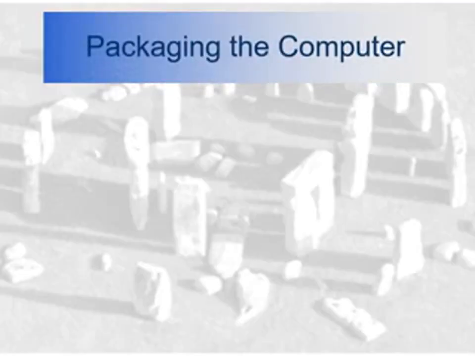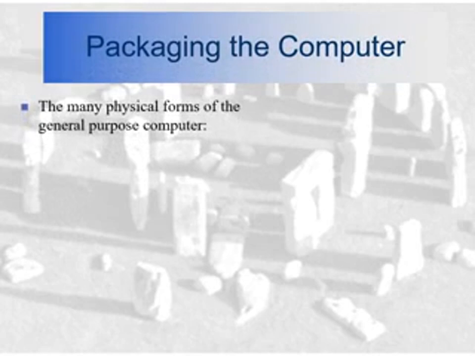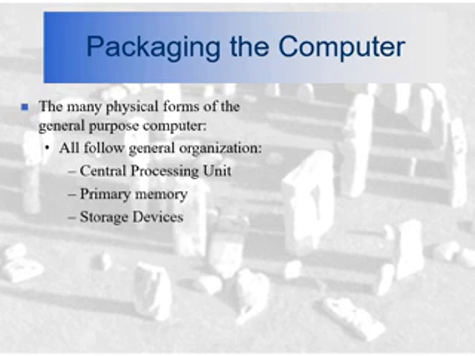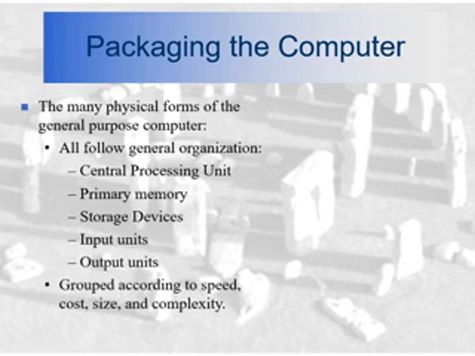Now, packaging the computer. The many physical forms of the general purpose computer all follow a general organization. They have the central processing unit, which is the CPU. They have the primary memory, which is the RAM. They have the secondary memory, which is the hard disk drive or any other storage device. And then they have input units and output units.